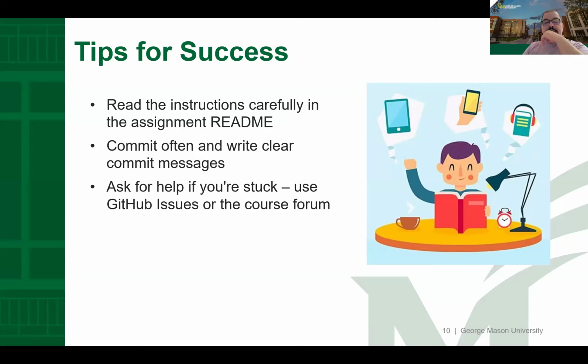Commit often and write clear commit messages. It's really important to write clear commit messages. It helps, for example, with grading. Sometimes you don't make a mistake, but it isn't clear exactly what you did. Ask for help if you are stuck. You can use the GitHub issues or the course forum, or you can ask me.